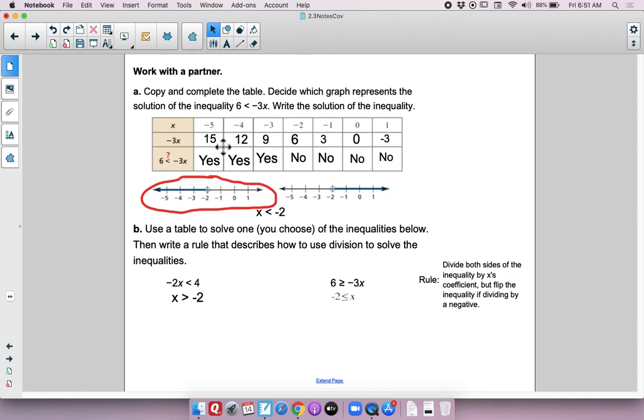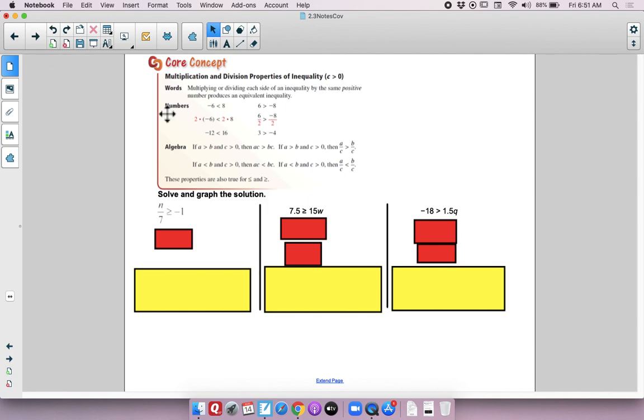Just think about it. If I use negative 5 and plug it in here, is 6 less than negative 3 times negative 5? Is it less than 15? Yes, it is. But in order to solve, I'd have to flip the inequality to make it stay true. Okay.